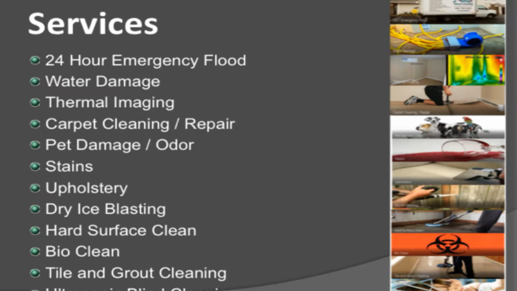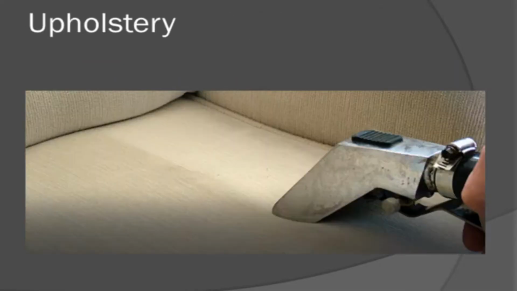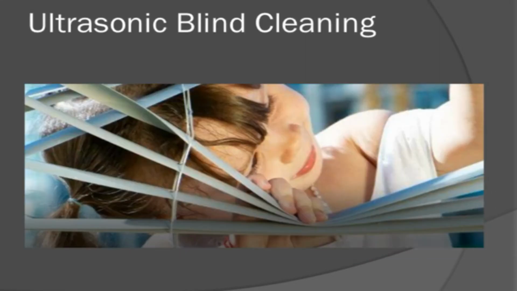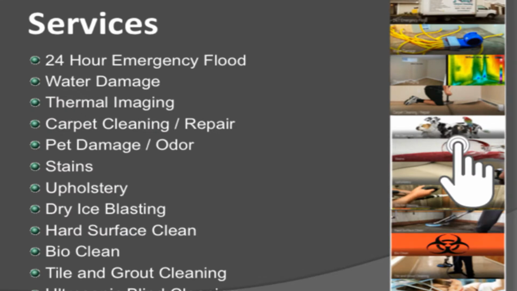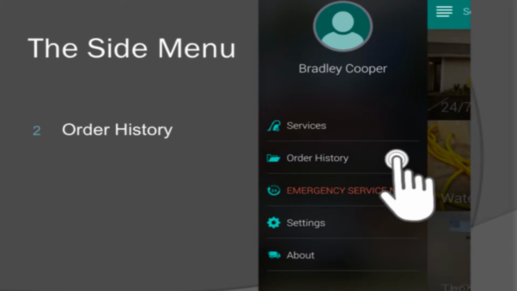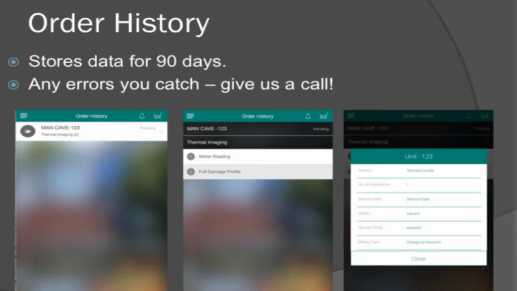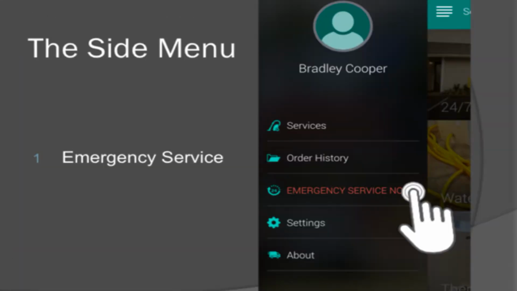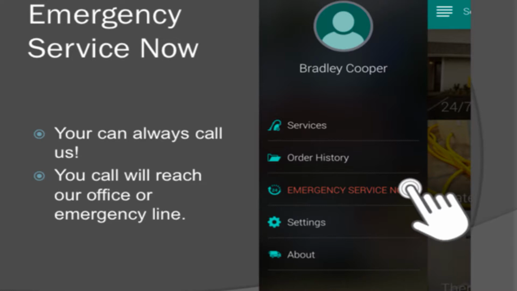Under Services, you'll see the categories of the type of work Jet City Cleaning performs. It's here where you tap on a service type to order specific cleans. Order History stores all of your placed orders for 90 days. Emergency Service Now. If you tap on the red lettering, your phone will automatically dial our office during business hours or our emergency line after hours.